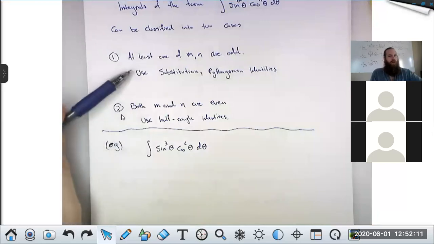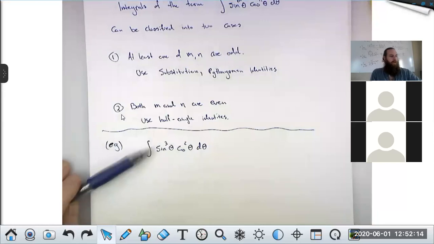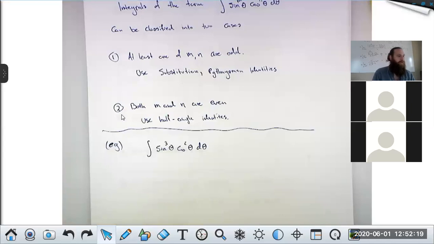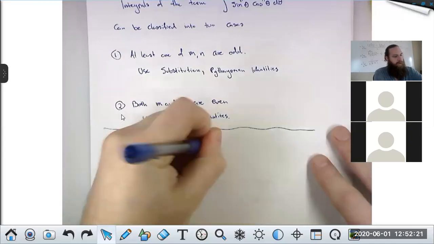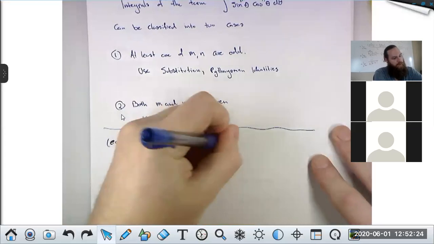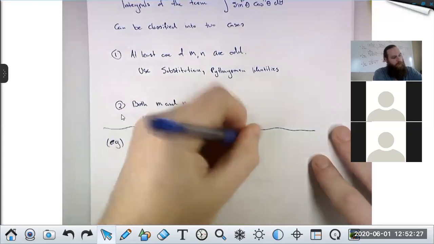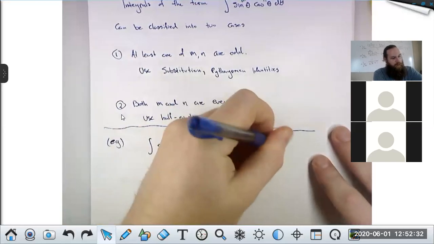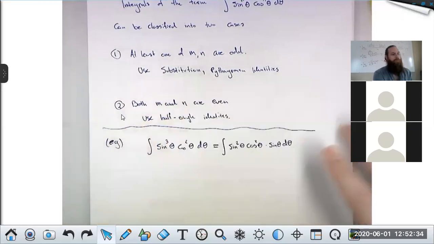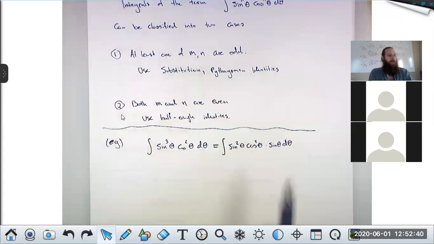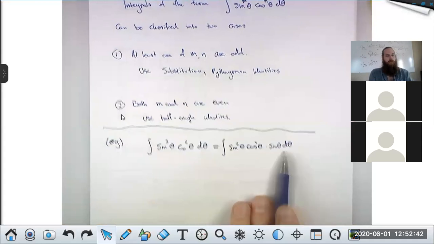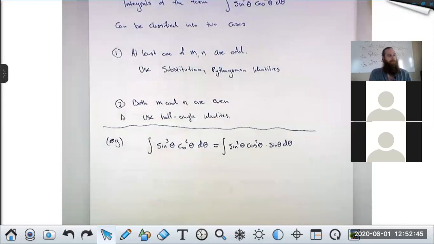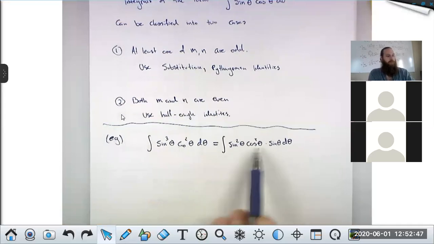If one of the powers is odd, as is the case here, then you're going to grab an extra copy of this guy and set it aside for substitution. So I'm going to write this as the integral of sine squared theta times cos squared theta times sine theta d theta. So if one of the powers is odd, you grab a copy of that odd guy and set him aside with the differential. He's going to be used for the substitution, which means I'm going to be substituting for cosine.